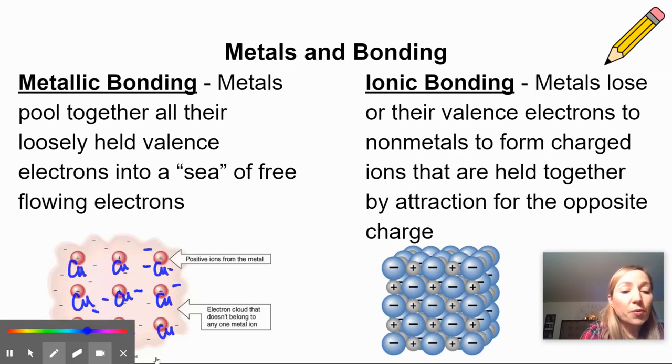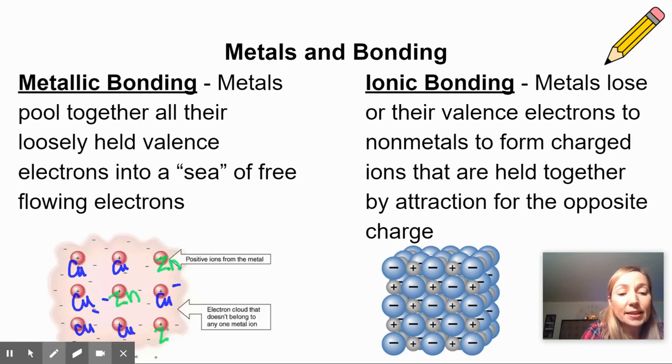Now, what if we changed some of these copper atoms to another element, like zinc, for example? If we had a mixture of copper and zinc metal atoms, we could make an alloy like brass. And those alloys will also, when they have metals mixed, pool together their electrons into this sea of free flowing electrons. And those electrons don't really belong to any one metal ion, they're flowing and they can conduct current, for example.